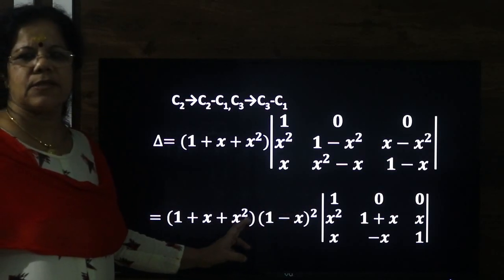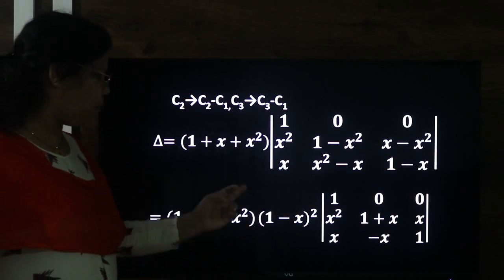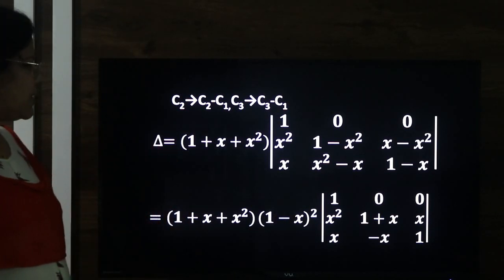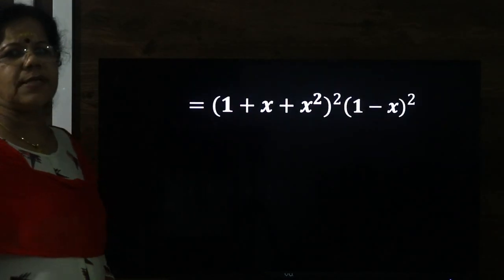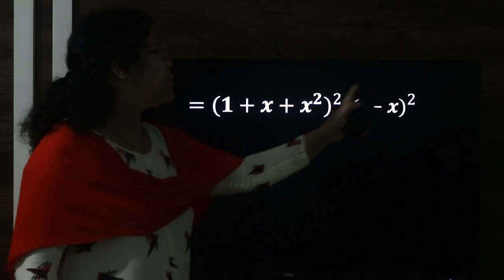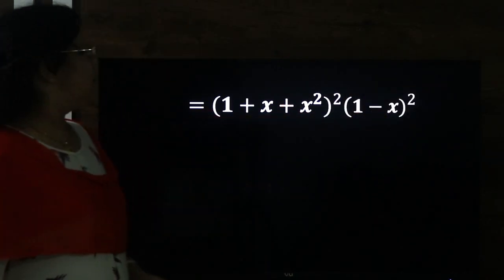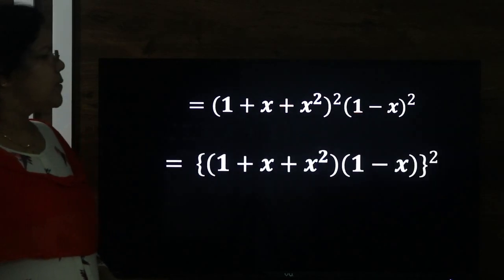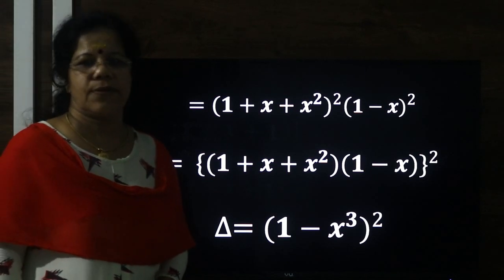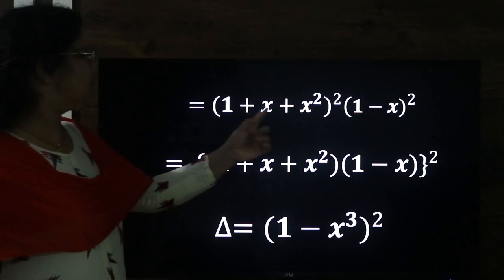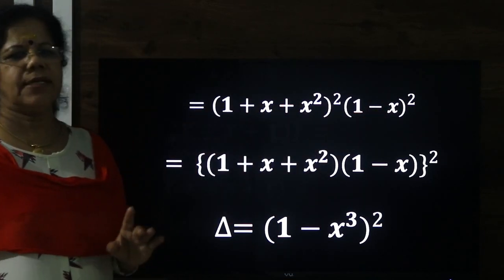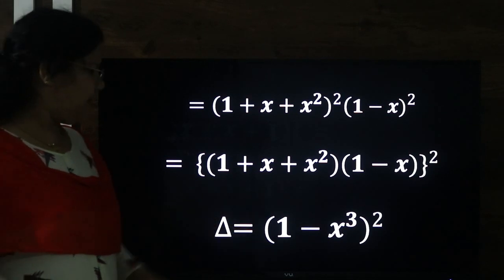So totally this determinant will be 1 plus x square. Already 1 plus x square is there, so 1 plus x square whole square into 1 minus x whole square, and again taking that whole square part outside, you see 1 plus x square whole square into 1 minus x whole square. This can be made as 1 plus x square into 1 minus x, whole square, which is equal to 1 minus x cube whole square. Clear? That is the identity: 1 plus x square into 1 minus x is 1 minus x cube. Many times we have used it. So final answer we got.